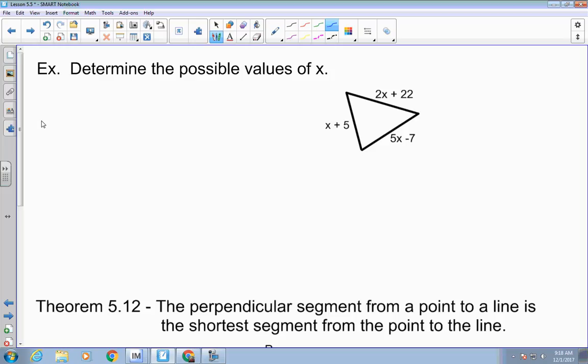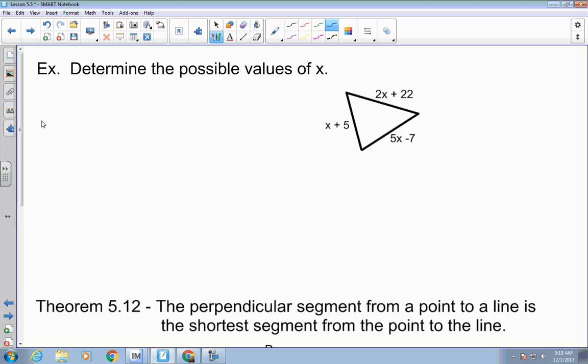All right. I want to determine the possible values of x. Okay, and again, there could be a range of values. Now, this is a little bit different than the last one that we did, because notice the length of the sides of the triangle. They all have an x, right? So what I'm going to have to do is look at 3 different possibilities, and then looking at those possibilities, come up with a range of values.